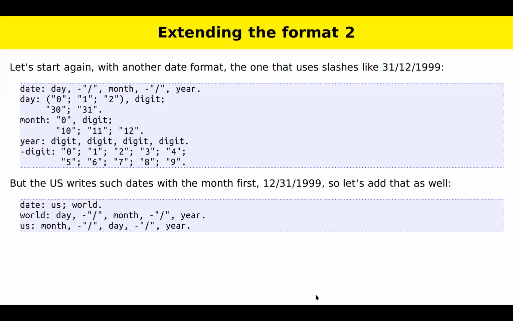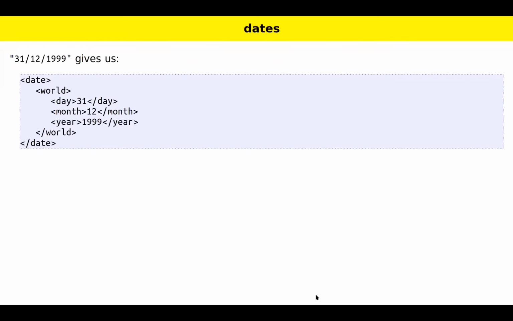So we'll say a date is a US format or a world format, and a world format is day, month, year, and the US format is month, day, year. Now, if we give it the date 31st of 12th, 1999, we'll get date, world, day 31, month 12, year 1999. If we give it 12/31/1999, then it'll say date, US, month 12, day 31, year 1999.